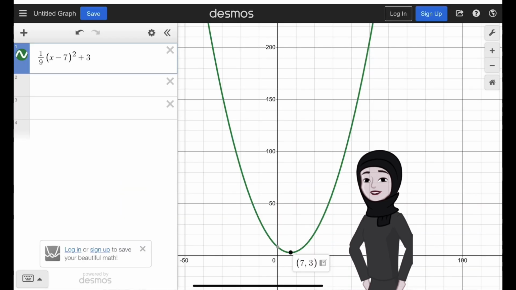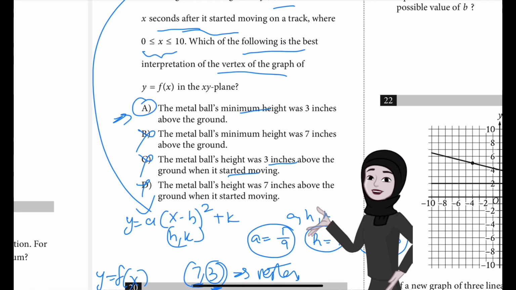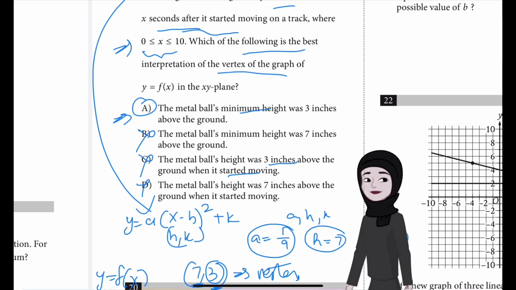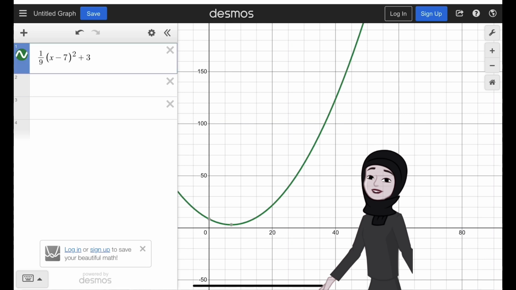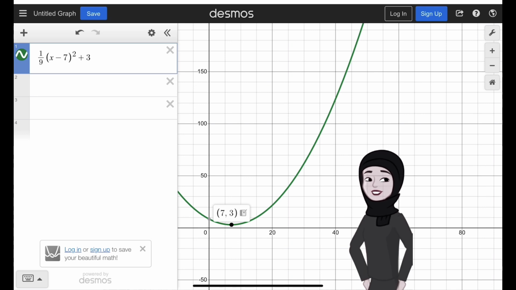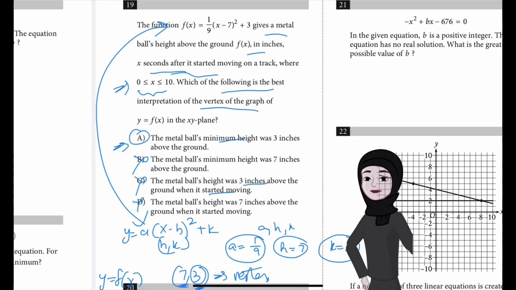So we have to take only the positive values of x, because remember that the x range was 0 to 10 seconds, since we cannot have negative time. So even if we are graphing this, we have to only look at the positive values. From here we have to see when it has reached the minimum value. So you can see 7 comma 3. After 7 seconds it has reached the height of 3, which is the lowest. So in word form, when we analyze it, the metal ball's minimum height was 3 inches above the ground after 7 seconds.